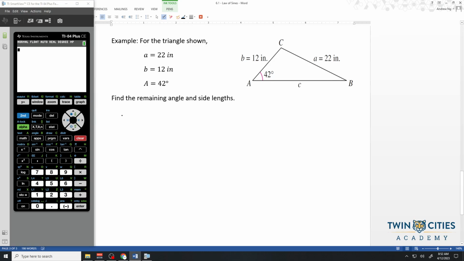So let's begin with sine of A over little a is equal to the sine of B over little b. The information I have is A is 42 degrees, so this will be the sine of 42 degrees over side length A, which is 22. This is equal to sine of B, so that's unknown, over side length B, which is 12 inches.